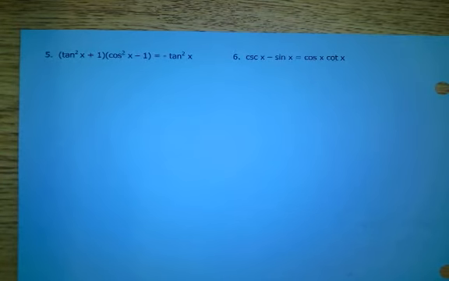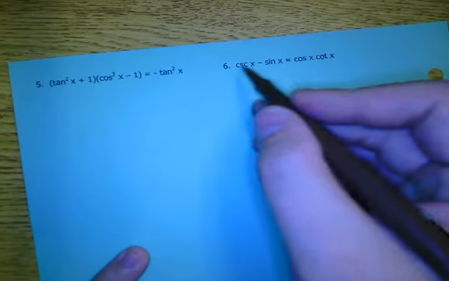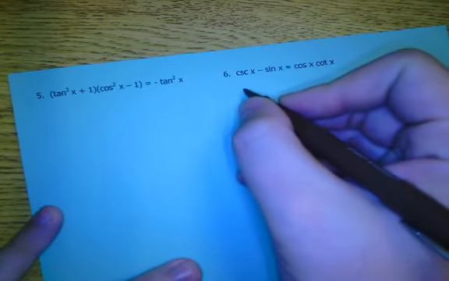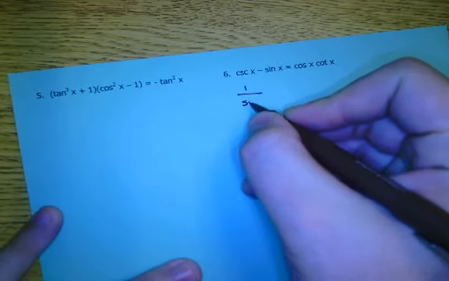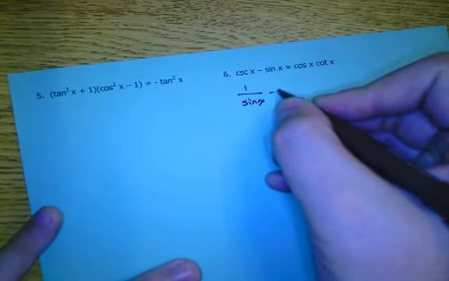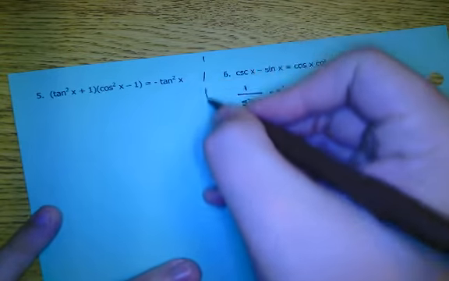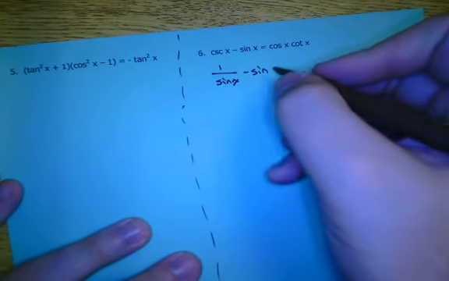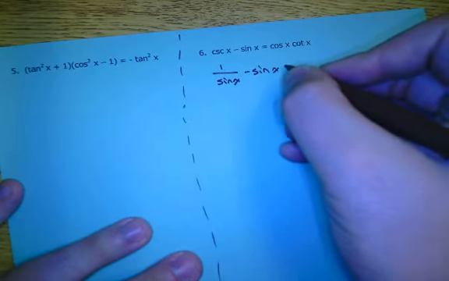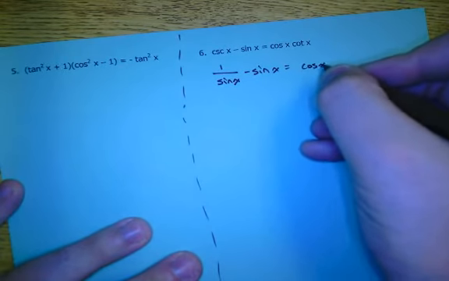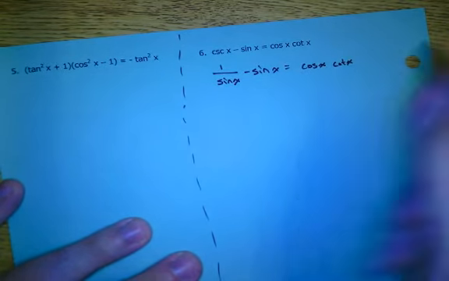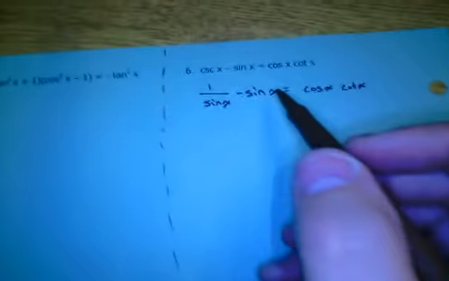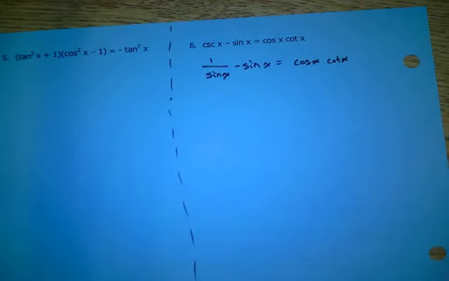Convert everything into sine and cosine. Yeah, make everything the sine and cosine. So cosecant is really. Were we talking about the left or right, like 5 or 6, or the left or right of the equation side? The equation. Oh, I thought we were talking about 5 or 6. We were talking about 6 left or right.